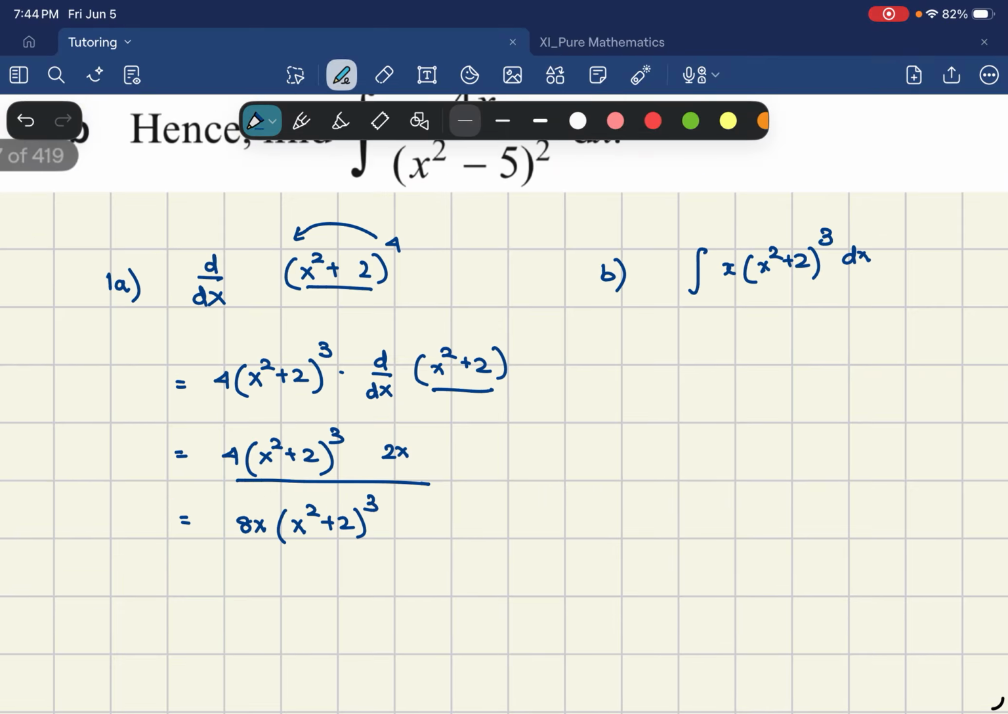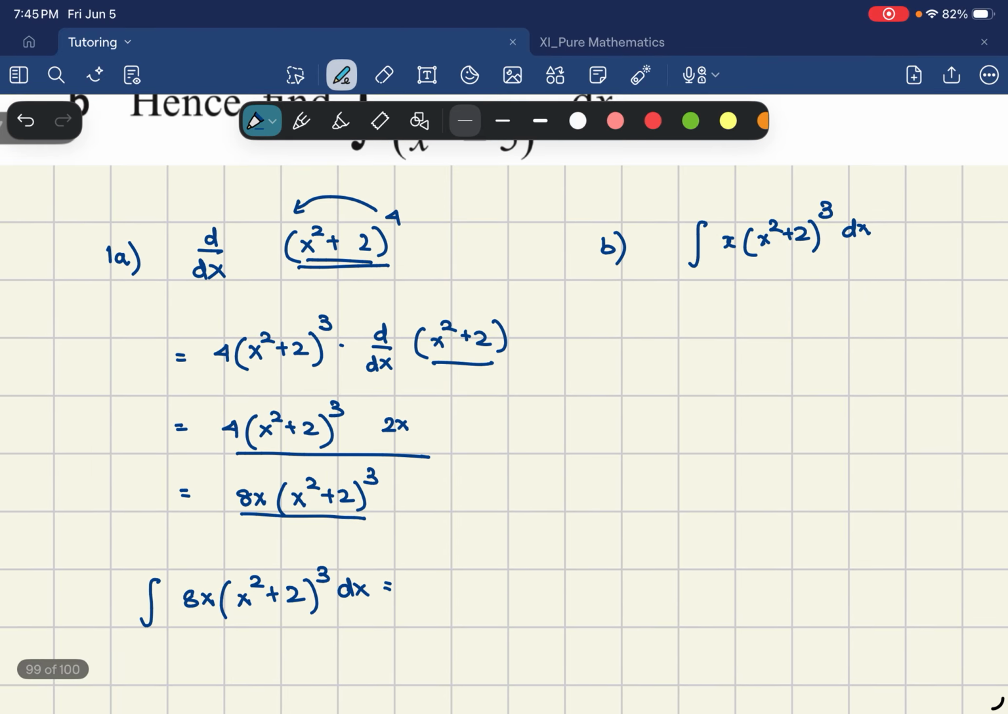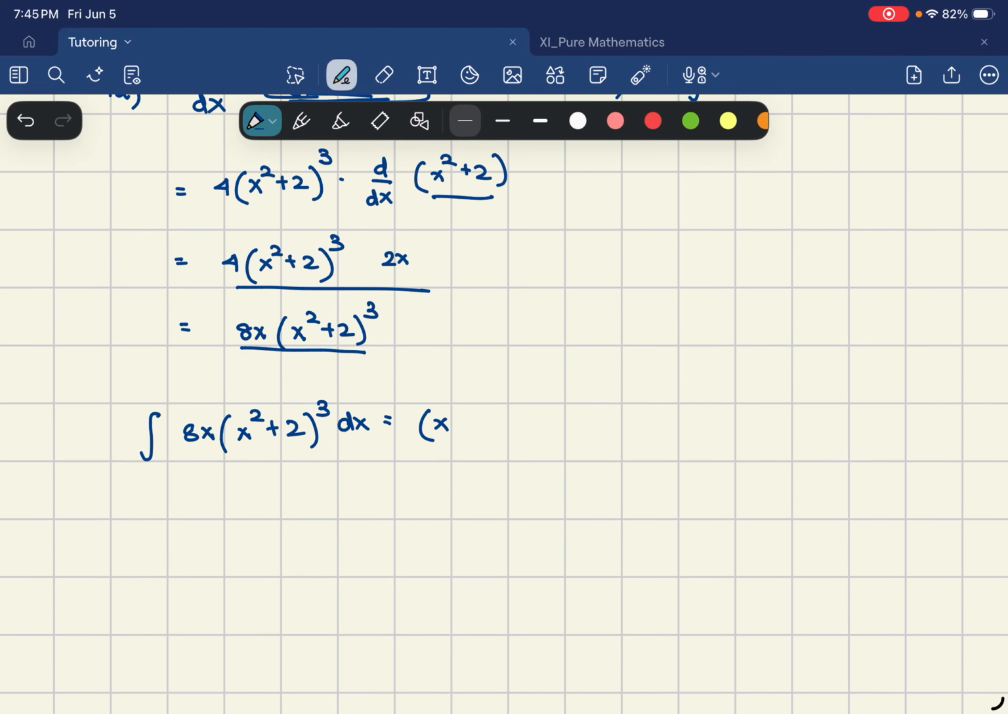All right, so we have this question. Now remember, integration and differentiation are reverse processes. If I differentiated this, I got this result. So if I integrate 8x (x squared plus 2) cubed with respect to x, I know what the result is. It's going to be (x squared plus 2) to the power 4 plus c.